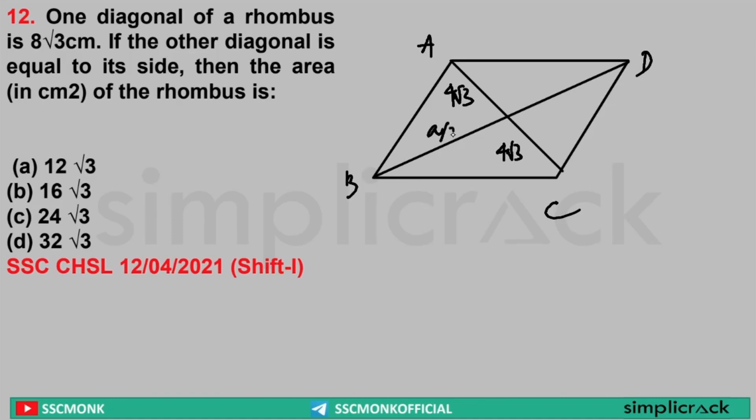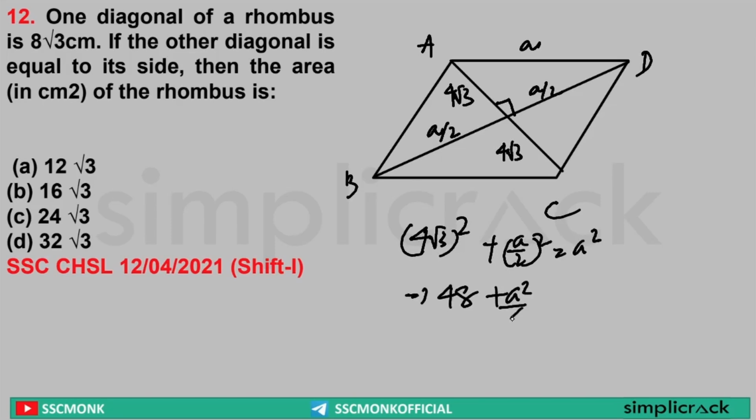Now the other diagonal is equal to one side. So this will be, let's say, a by 2, this is a by 2. Now these are making a right angle triangle with side a. So I can write (4 root 3) square plus (a by 2) whole square is equal to a square, or I can write 16 into 3, 48, plus a square by 4 is equal to a square, or I can write 48 is equal to 3a square by 4.